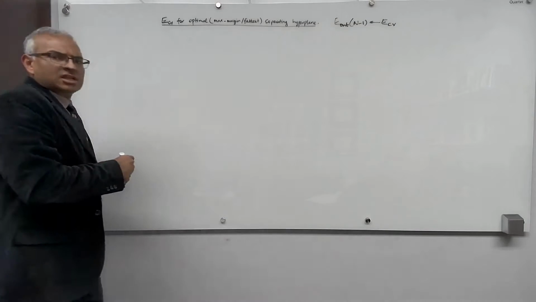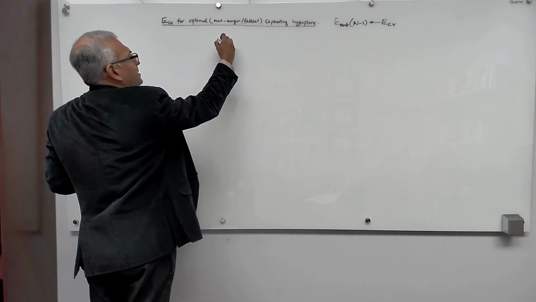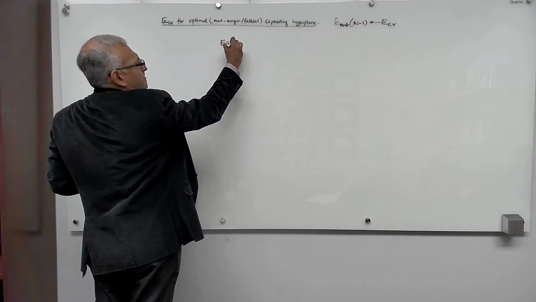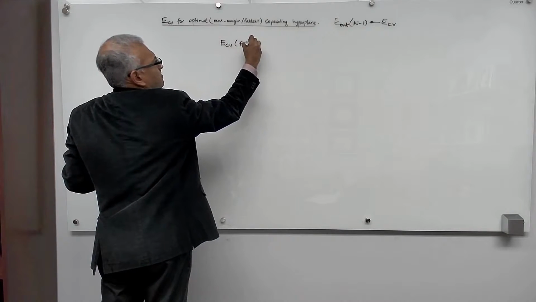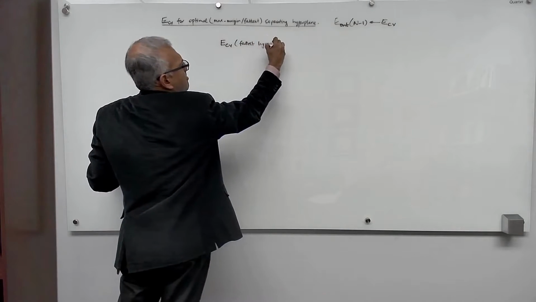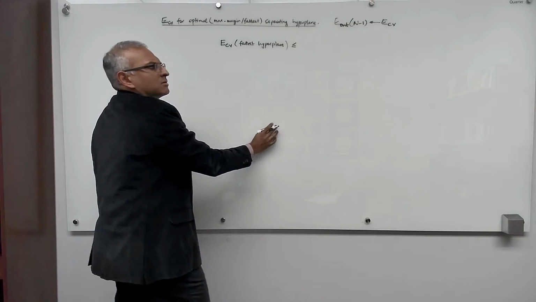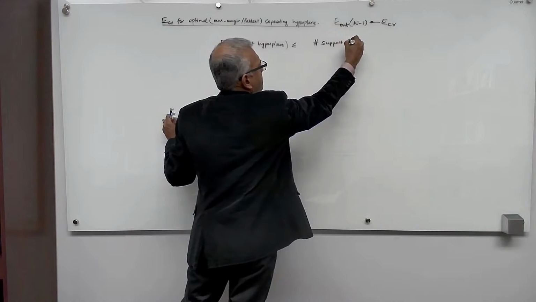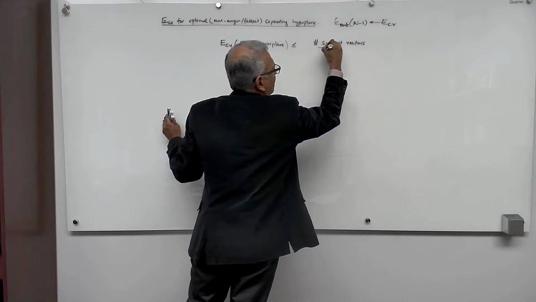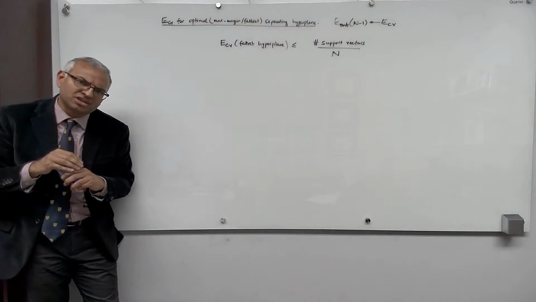So here's the result we're going to prove. And this is a pretty interesting, stunning result. Miracle of the day. The cross-validation error for the optimal hyperplane, for this fattest hyperplane that separates the data, is at most the number of support vectors divided by n, the number of data points. Now, let me remind you, what was the number of support vectors?